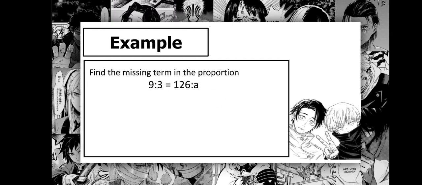So we have some examples right here. Find the missing term in the proportion. 9 is to 3 is equal to 126 is to A.